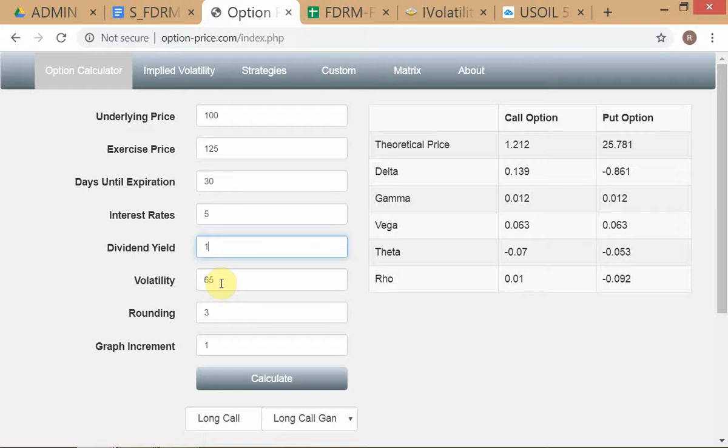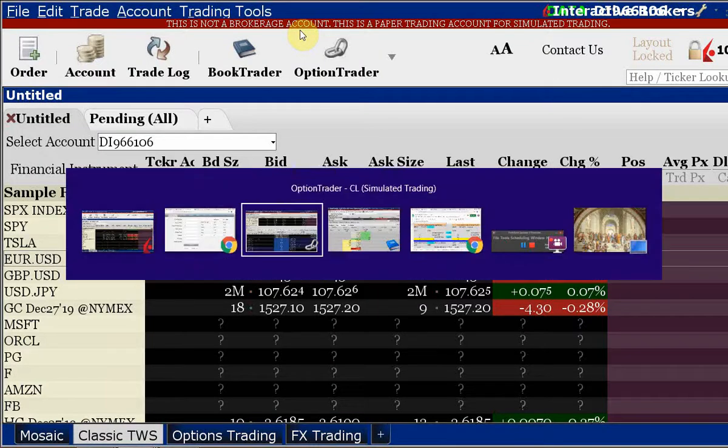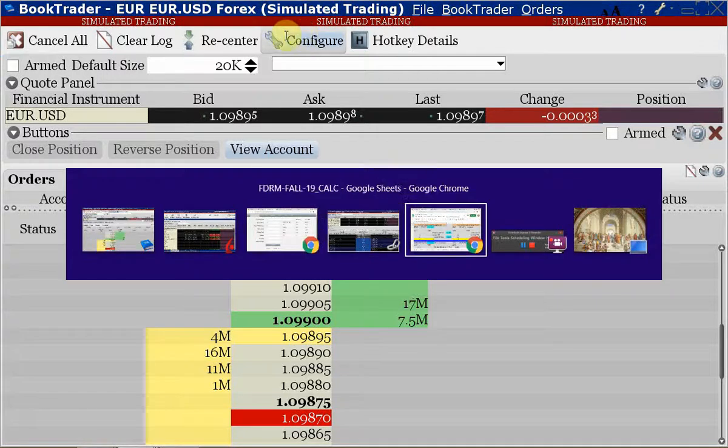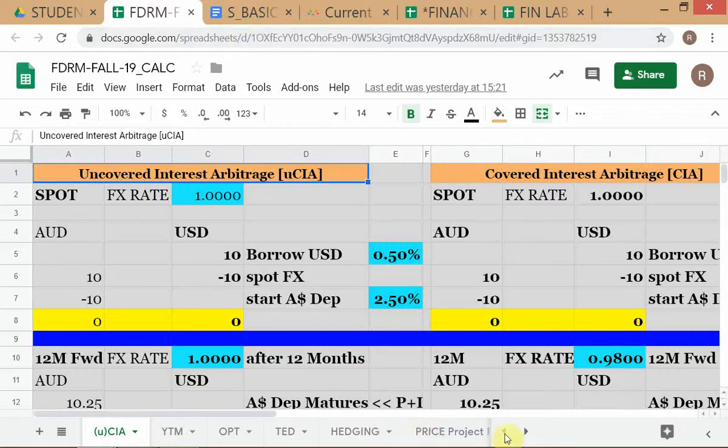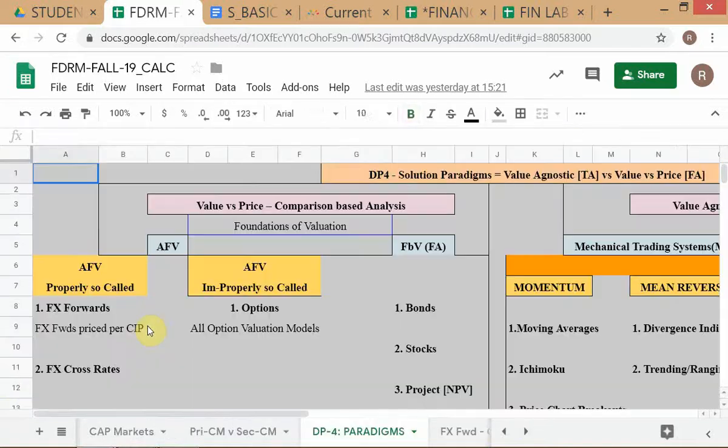So that's why I'm calling it a fair value model. Although it goes into, in our discussion, we have put it. You notice that all OVMs are put under AFV.